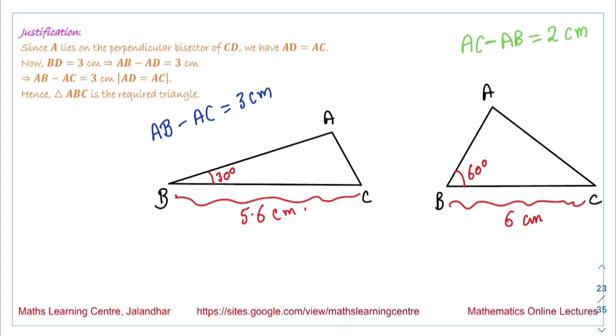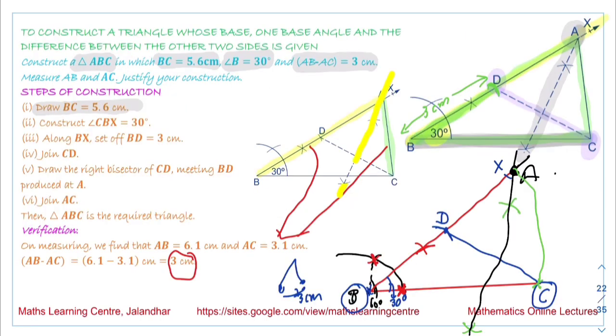Now for the justification part, we are saying that this line that we have drawn over here is the perpendicular bisector of DC. It means the distance of the point A from D and the distance of the point A from C, both these distances are the same.